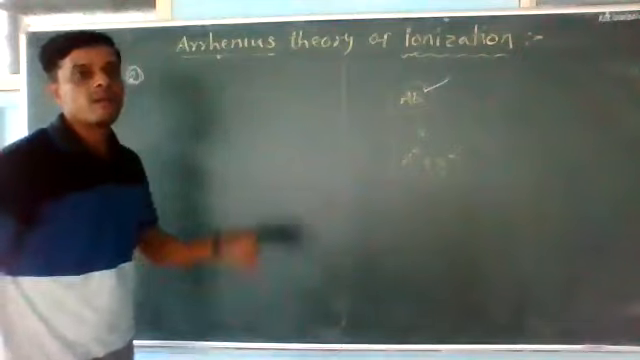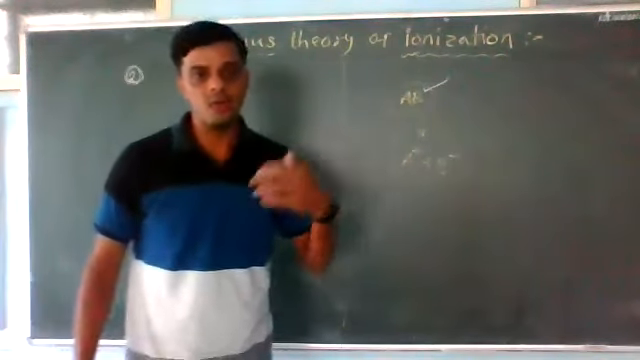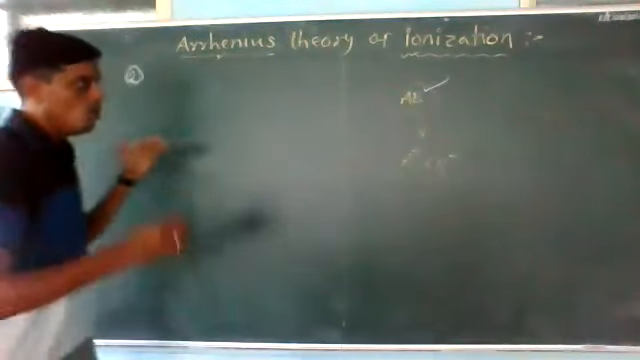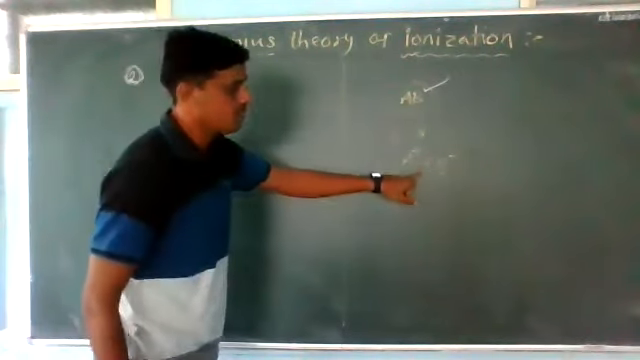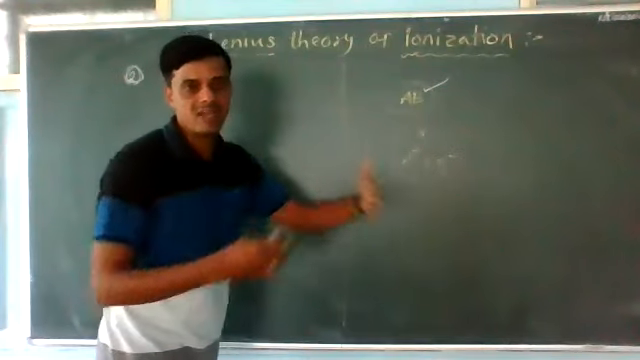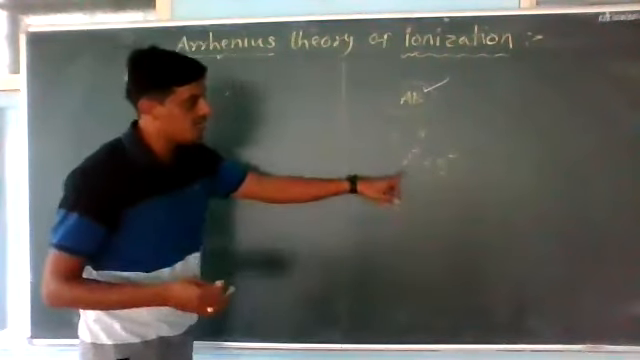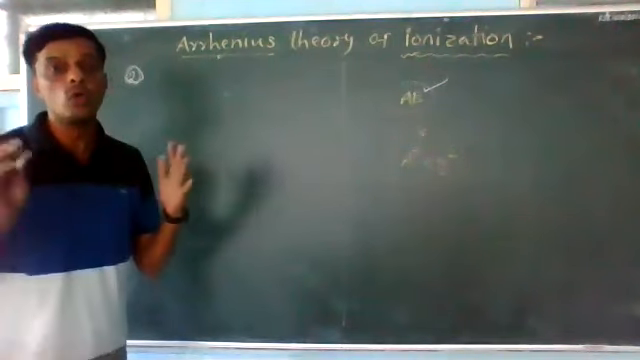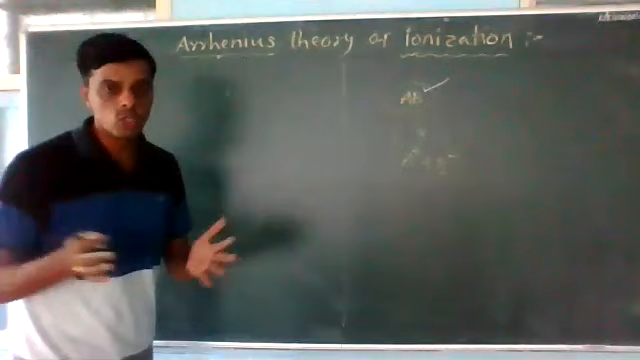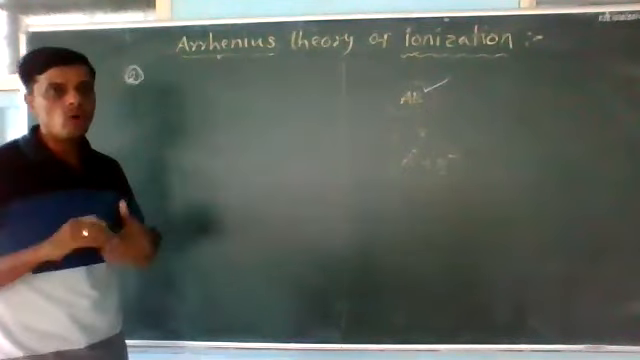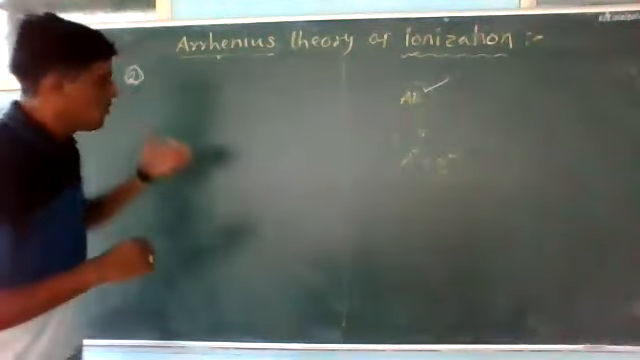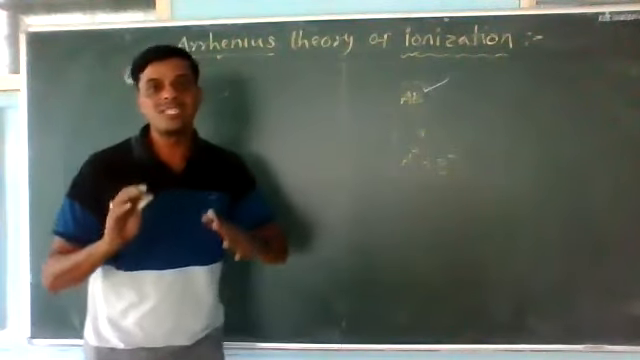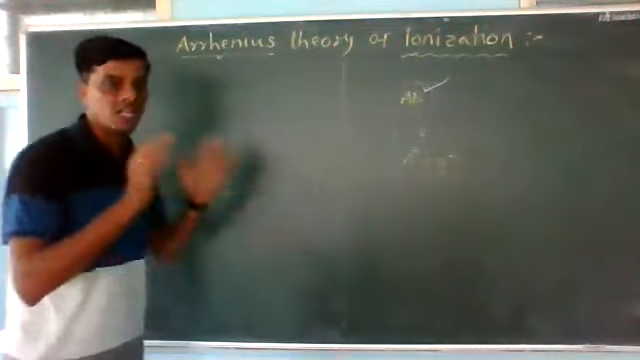And the third point, I would say, is very important. When an electrolyte is dissolved in a solvent, ions are formed. Now these charged particles, meaning cations and anions, are free to move anywhere in the solution. Or to be more precise, as soon as the ions are formed, they are free to move towards their oppositely charged electrodes.